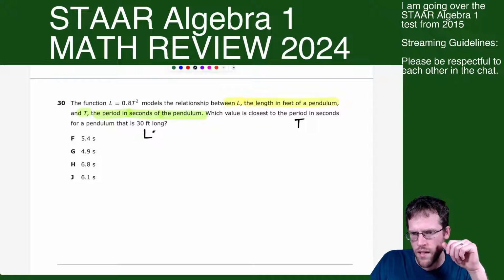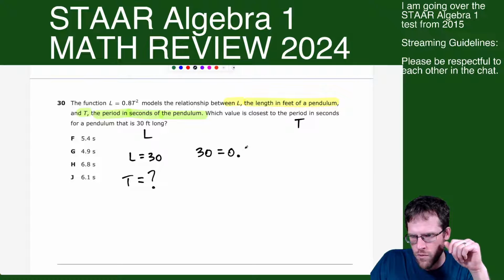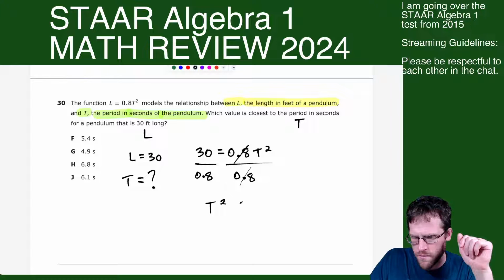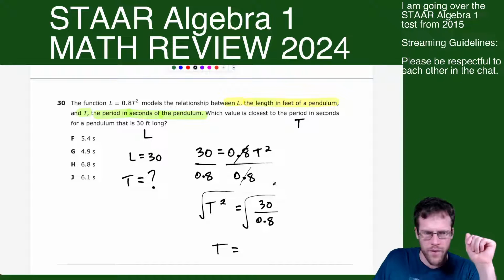So they're giving us L is equal to 30. What is t equal to? Just plug into the equation. If L is 30, we get 30 equals 0.8 times t squared. And now we just solve for t. Divide both sides by 0.8. Now this gives us t squared equals whatever this value is. And to get rid of the square, go square root. So t equals the square root of that.